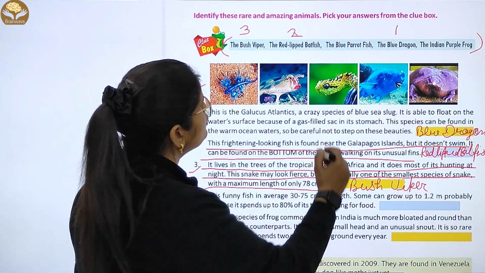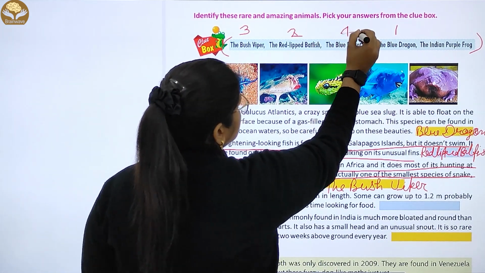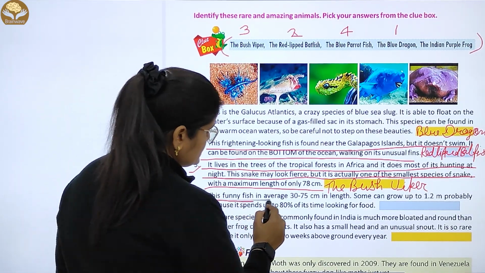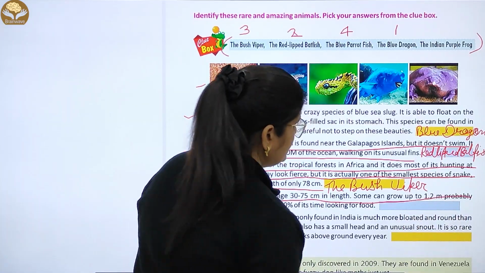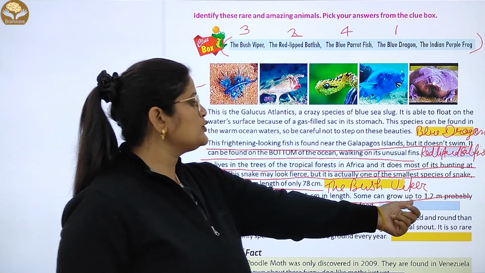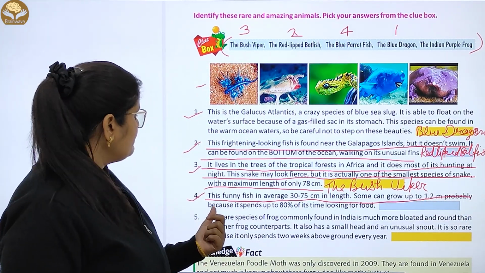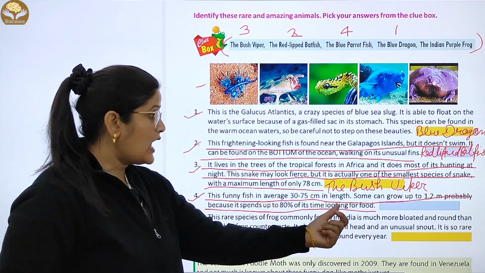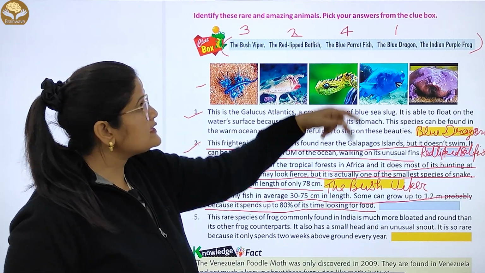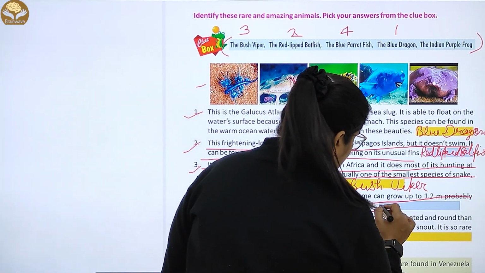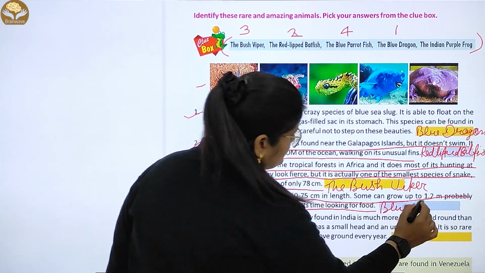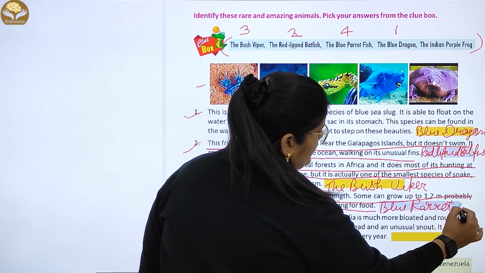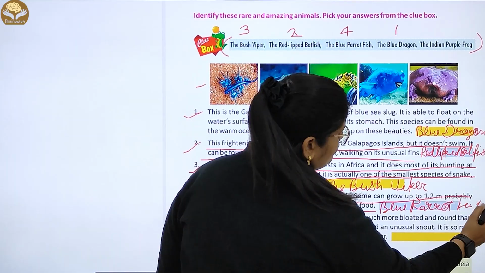Now next, number 4. This is the blue parrotfish. This funny fish averages 30 to 75 centimeters in length. Some can grow up to 1.2 meters, probably because it spends up to 80% of its time looking for food. This is the blue parrotfish.